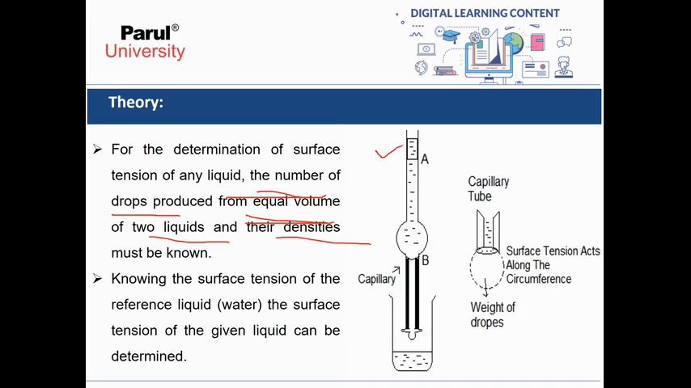This is the stalagometer and here is the capillary tube. Knowing the surface tension of the reference liquid, that is water, the surface tension of the given liquid can be determined. As we can see, the drop of the liquid gives the weight of the drop, and the surface tension acts along the circumference of the capillary tube.